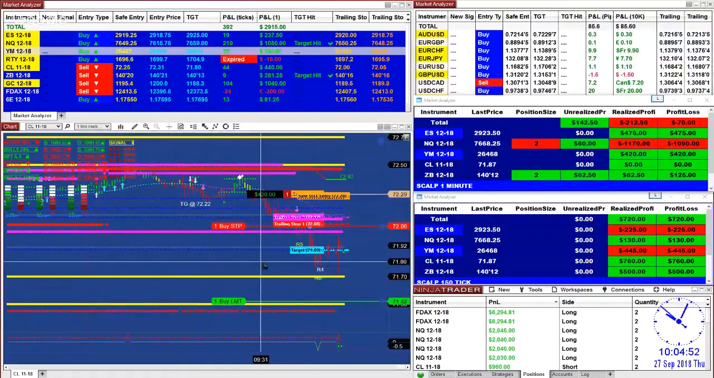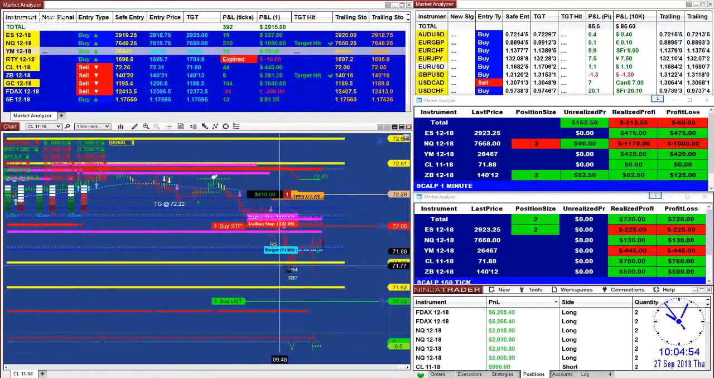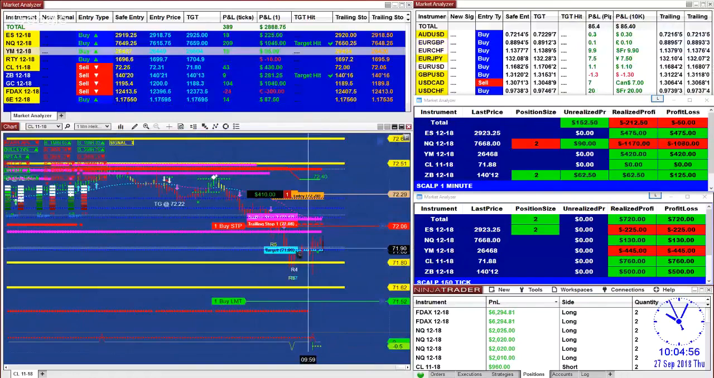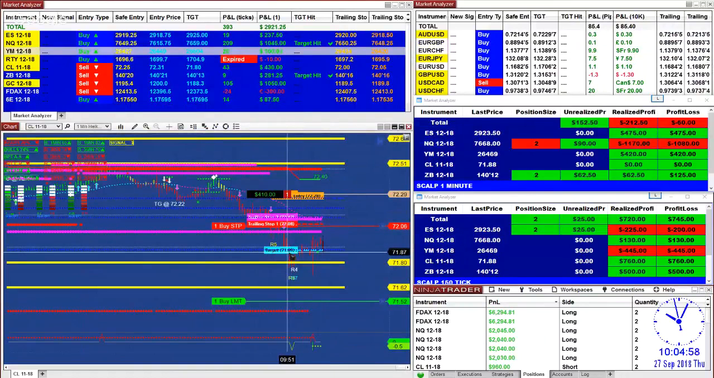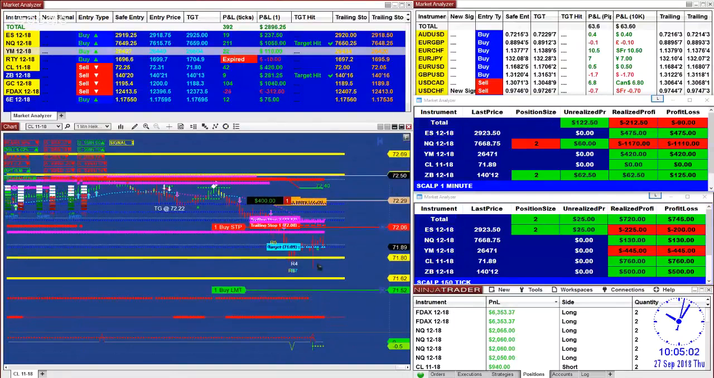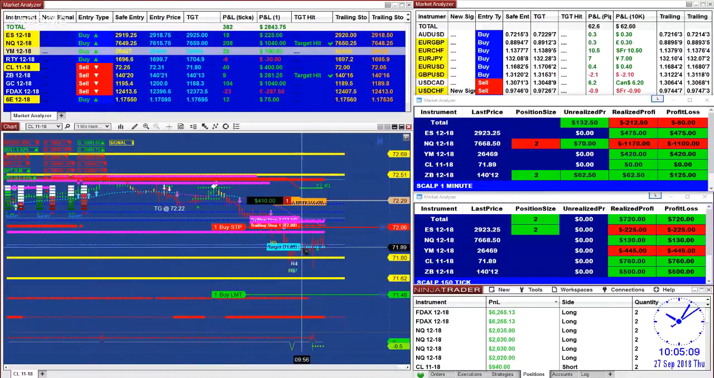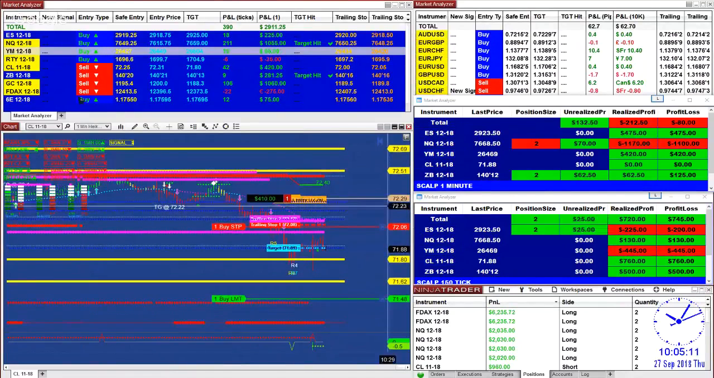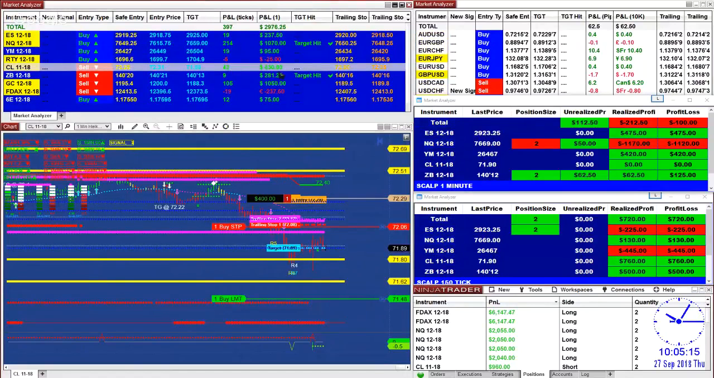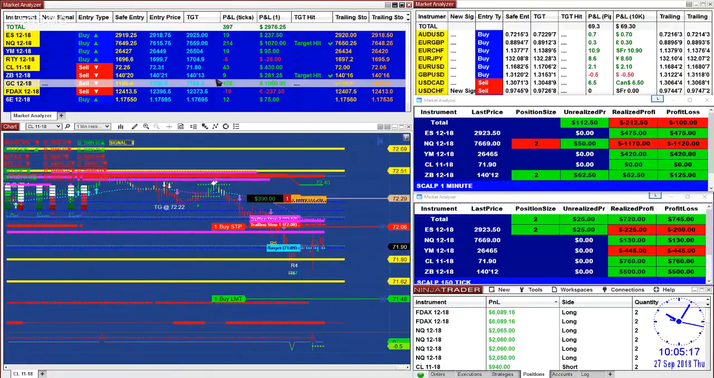CL starts changing momentum. No, still okay. But the CL has already hit the target 7109. So I put it here to see if there's any potential to drop to the 7148. But the CL has already hit the target, and we can see it on your market analyzer. The CL has hit the target. So actually, we are waiting for a new signal.